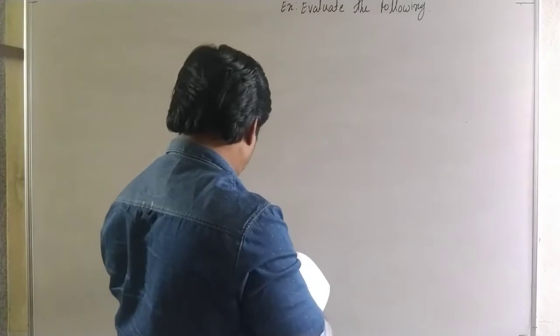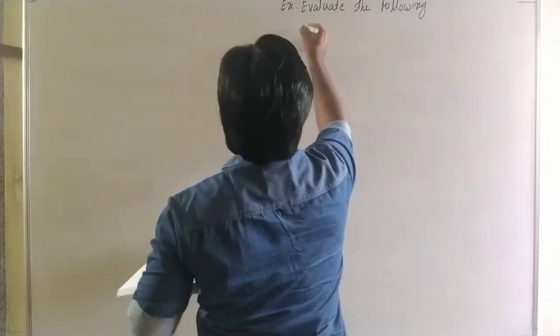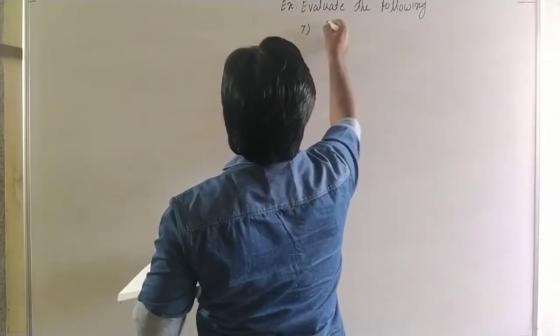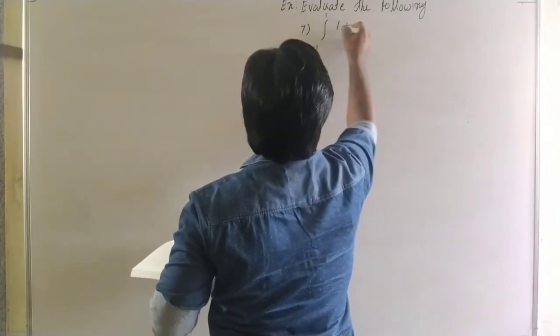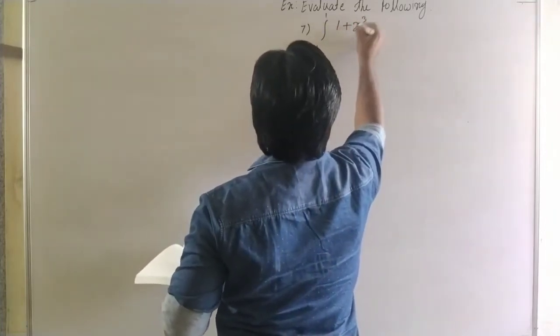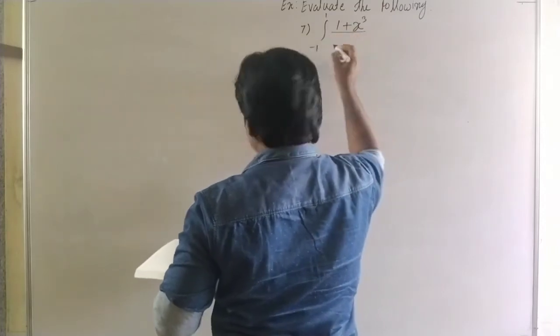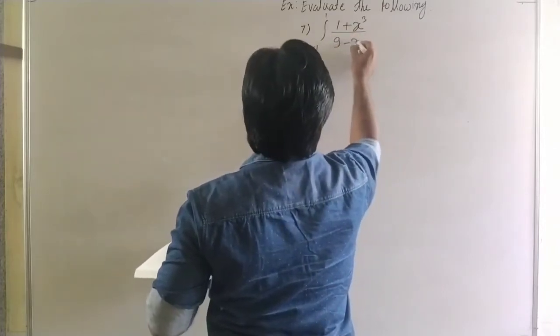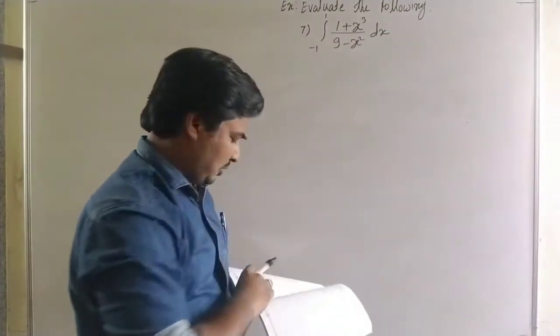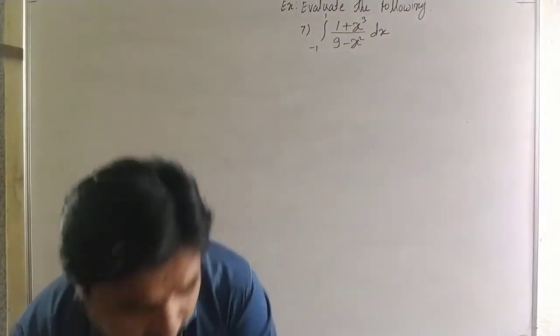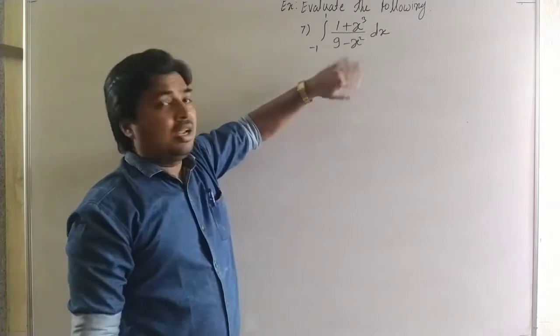Next example. Example number 7: the integral from minus 1 to 1 of 1 plus x cube upon 9 minus x square dx. Now here you can solve this integral directly.